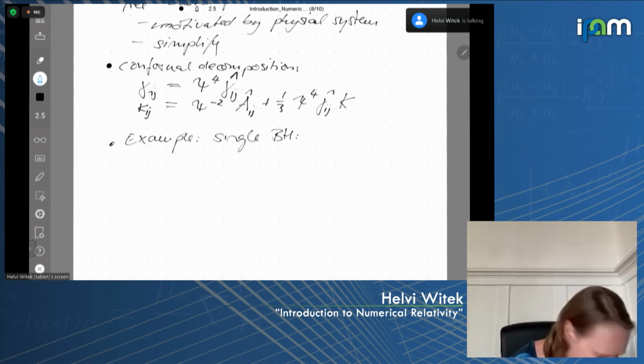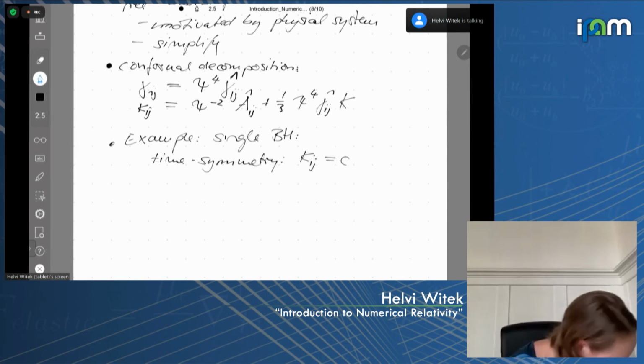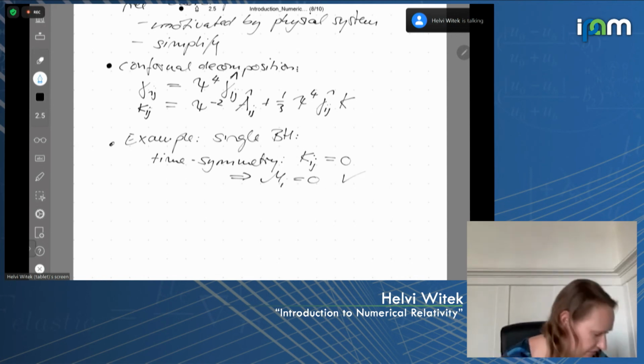In this case, since it's non-rotating, we have time symmetry. So this gives us already a lot of simplification. Time symmetry means that our extrinsic curvature equals 0. That also implies that our momentum constraint is trivially satisfied. So that's good. So we only have to worry about the Hamiltonian constraint.